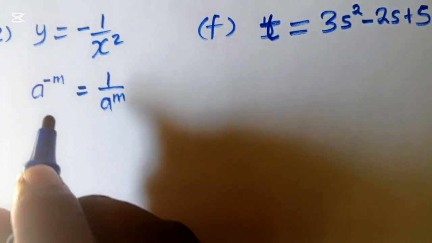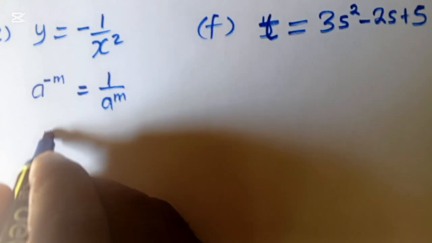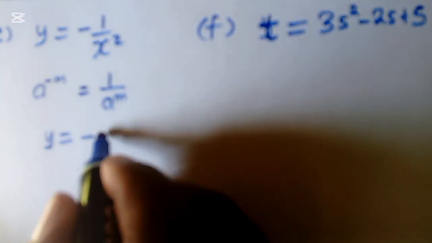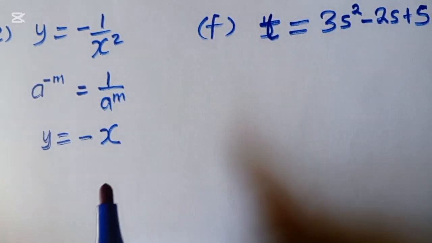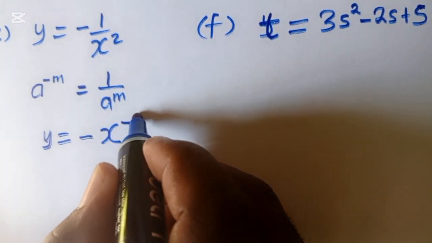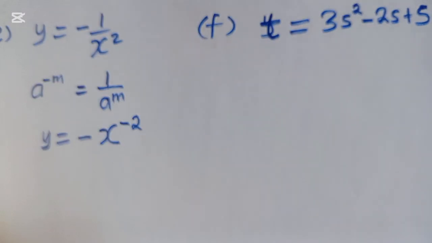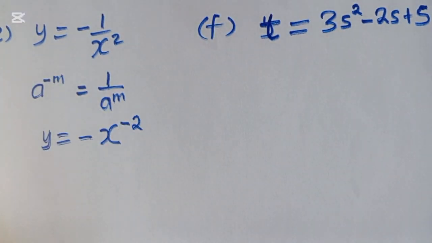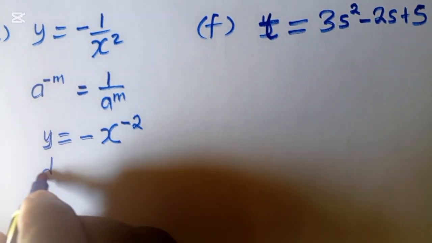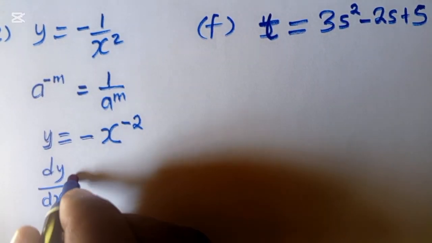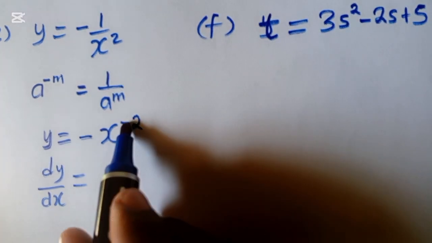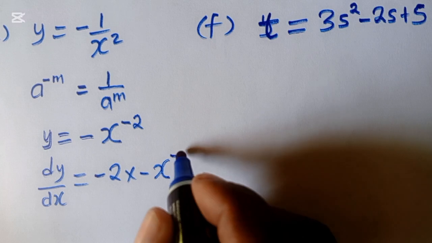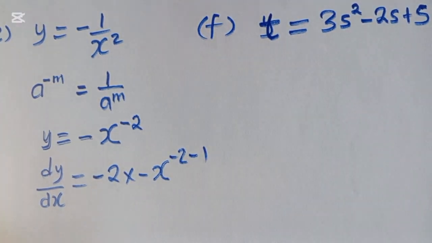So y is equal to negative x to the power negative 2. So this negative stays. So I'll say dy/dx is equal to negative 2 times negative x to the power negative 2 minus 1.